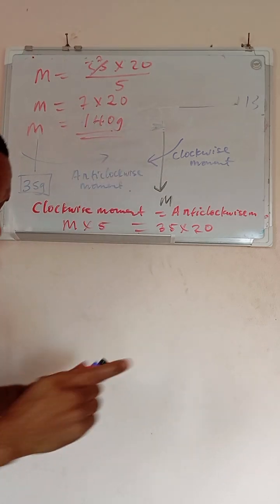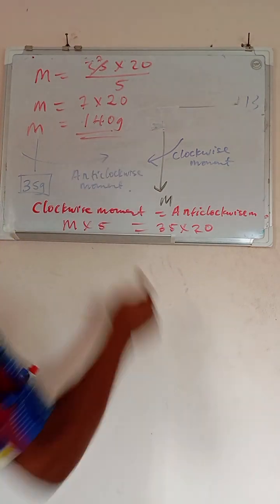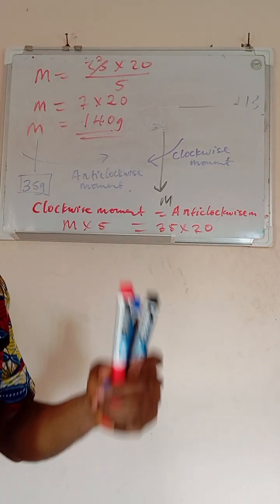So the mass of the rod is 140 grams. You have seen how we apply the principle of moments.